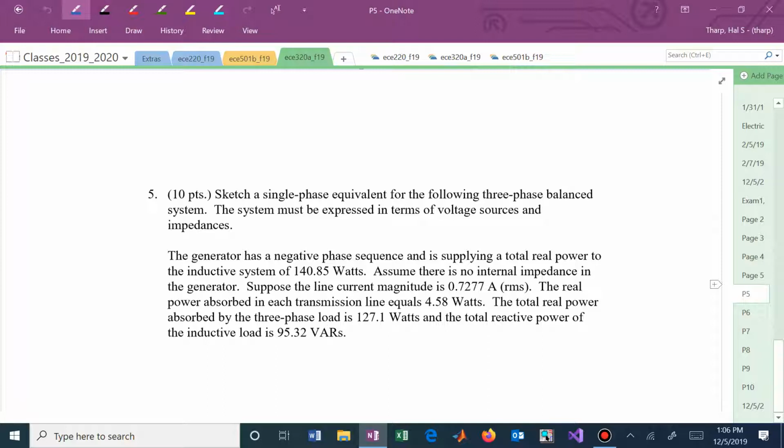Here's a question, and this is coming from a previous exam, the spring of 2019's 320 class. You're now asked to find a single-phase equivalent circuit from the following description. You have a generator, and we're assuming it's a negative phase sequence. And if you were looking for partial credit, what would you do with this?